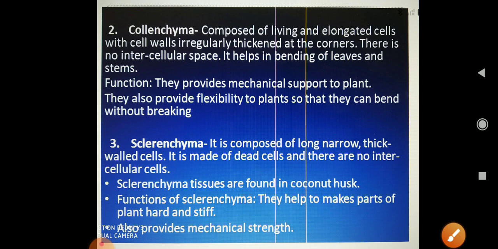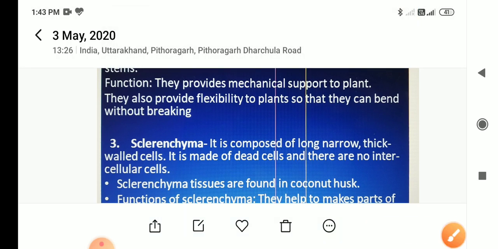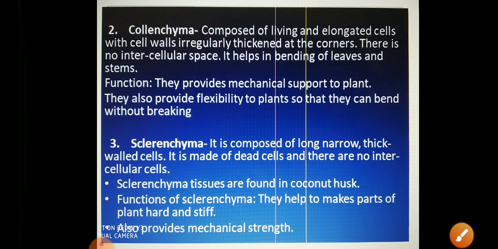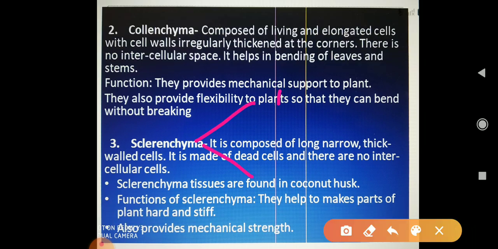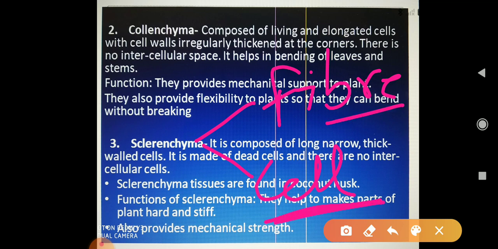First is fiber, and the second type is cells, sorry, called sclereids. These are the fibers. Sclereid cells are found in the seed coats, so that the seed coat becomes very hard.